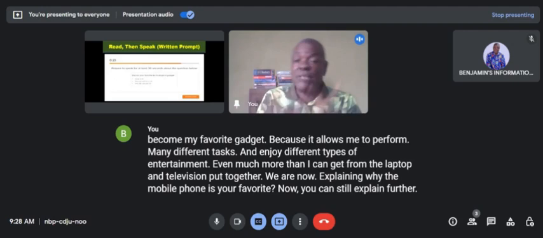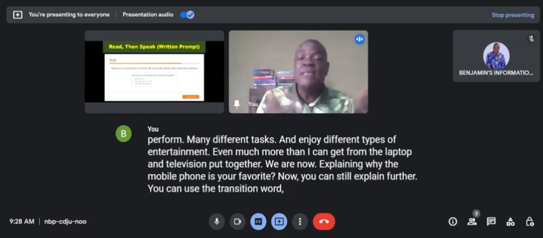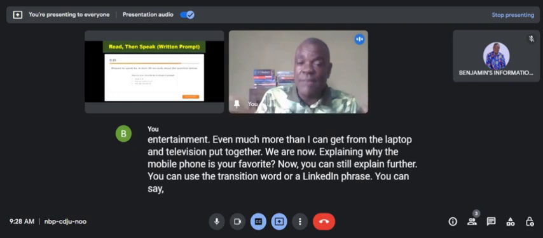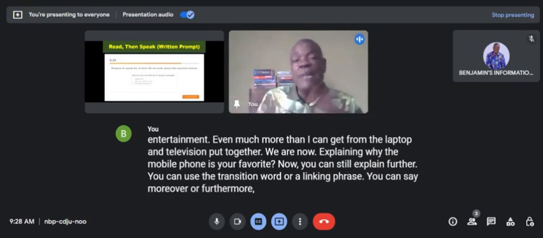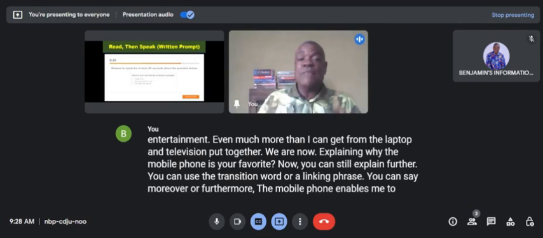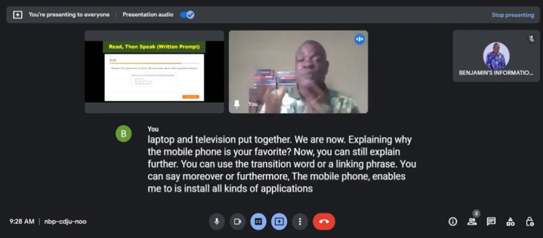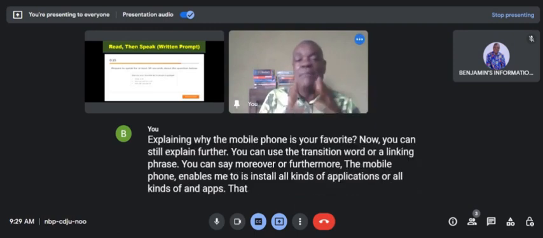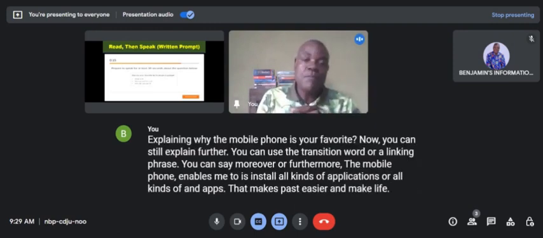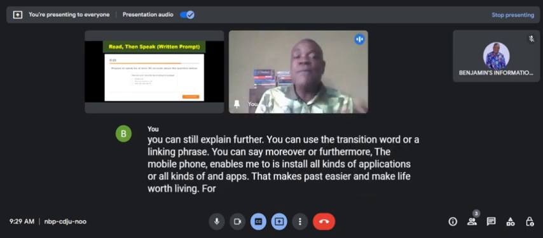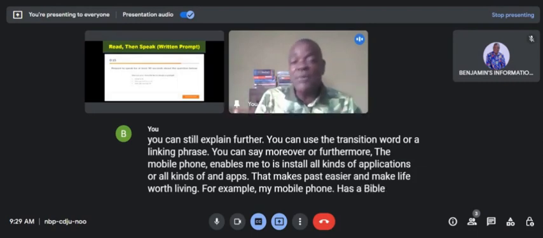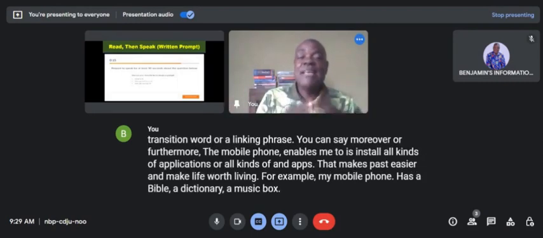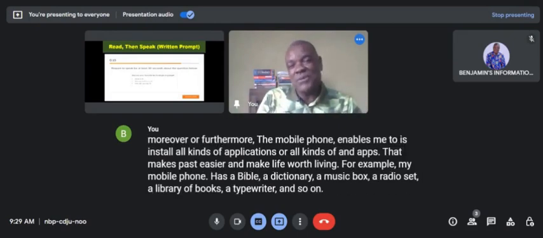You can use a transition word or a linking phrase. You can say moreover or furthermore. The mobile phone enables me to install all kinds of applications, or all kinds of apps, that make tasks easier and make life worth living. For example, my mobile phone has a Bible, a dictionary, a music box, a radio set, a library of books, a typewriter, and so on and so forth.